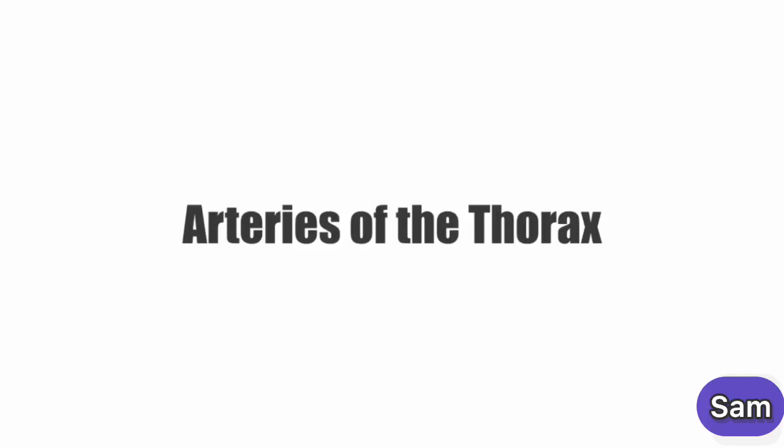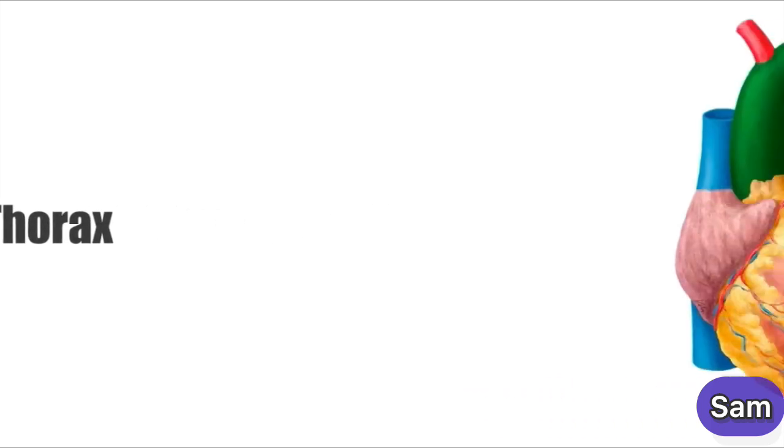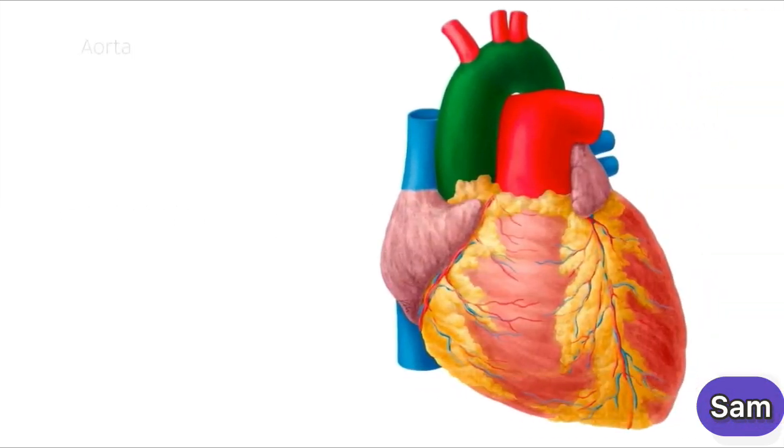The arteries that supply the organs and internal structures of the thorax. The arteries of the thorax all arise from the aorta, so it would be natural for us, of course, to begin there. And the aorta, the largest blood vessel in the body, arises directly from the heart, which is also located in the thoracic cavity.